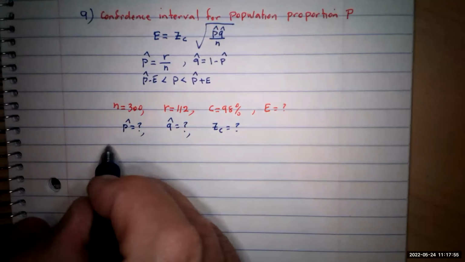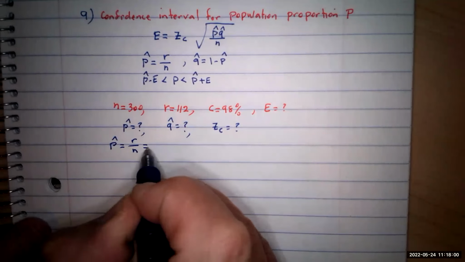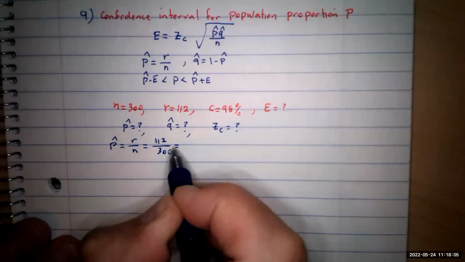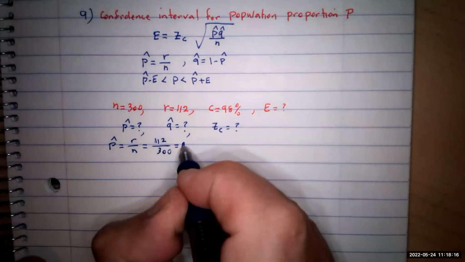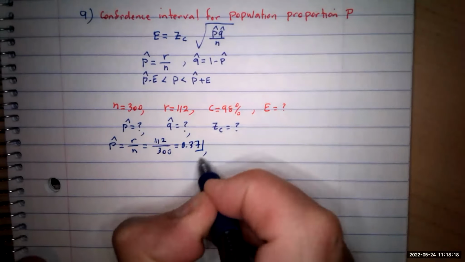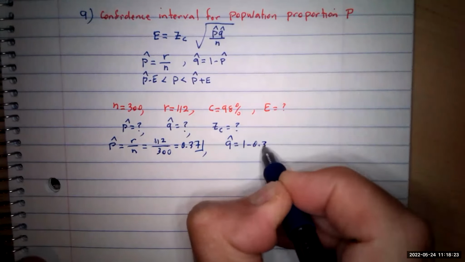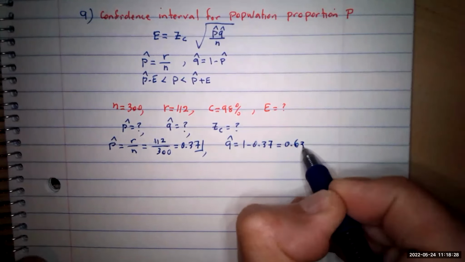The p hat is easy. The p hat is r over n. R is 112 and then over 300. Okay, you simplify this one, and that would give us 0.37. We did this one. Then we find the q hat, which is 1 minus 0.37, and that makes it 0.63.